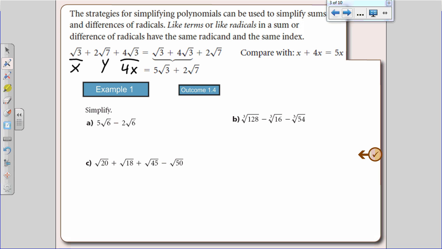See how you can't combine them? They're different things. So it has to have the same root, which means it also has to have the same index. So you can't combine square roots with cube roots. So that number in front of it is common. How many of them you have?